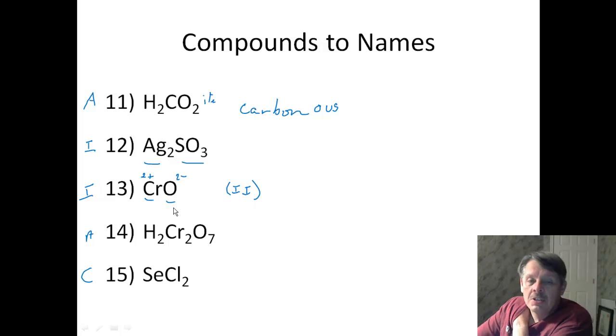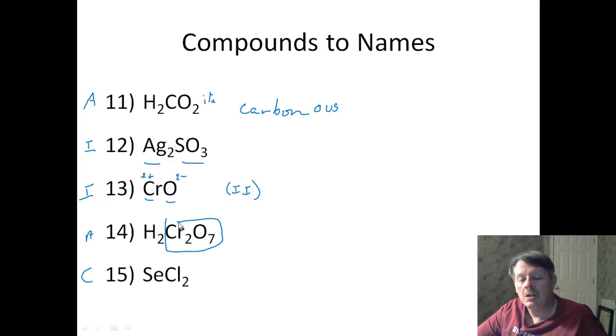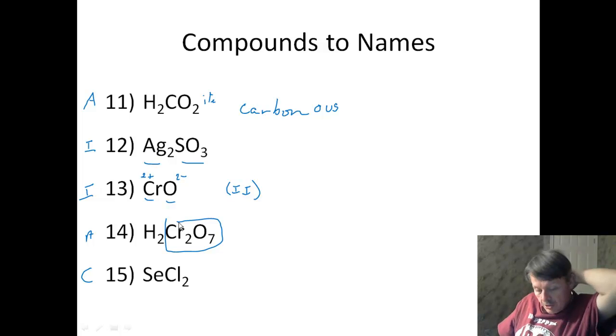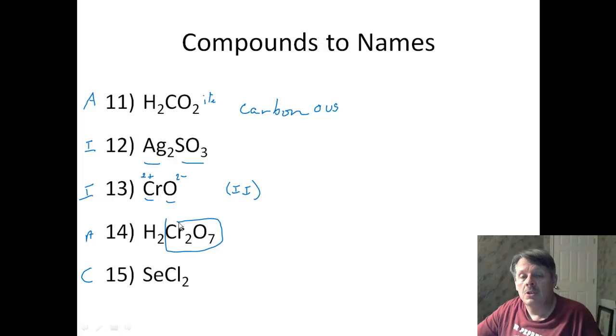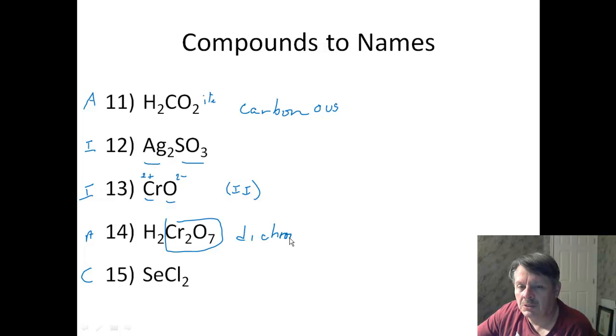How about this guy? Cr2O7. You have to look that one up. That is dichromate. CrO4 is chromate, but Cr2O7 is dichromate. So because you have an H in front of it, it's an acid, and an ate is an ic acid. So this is dichromic acid.